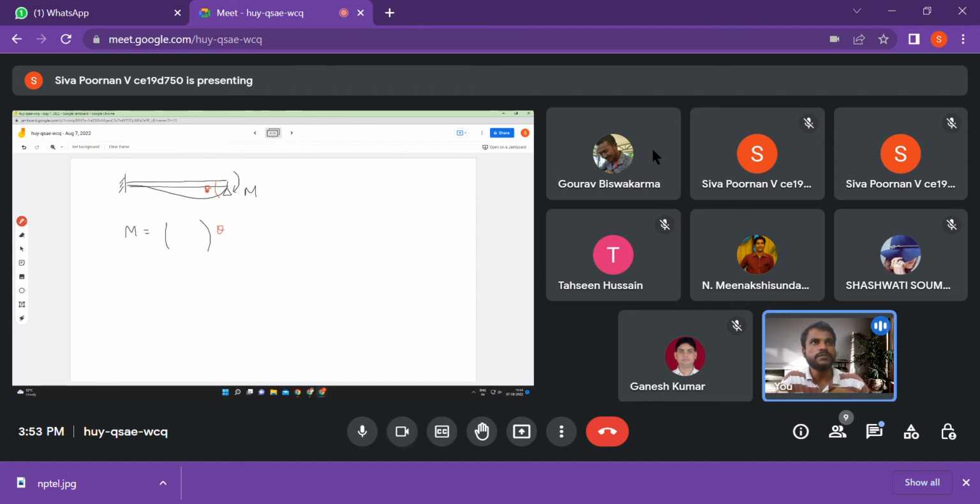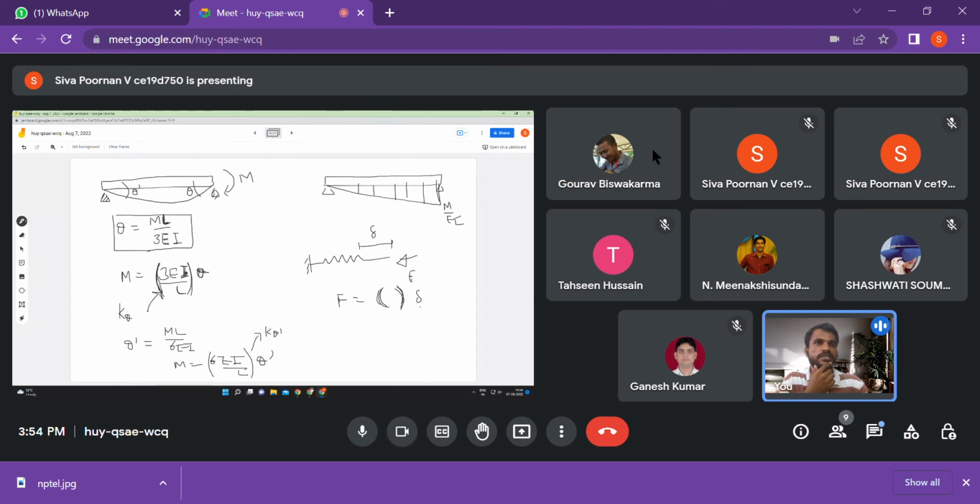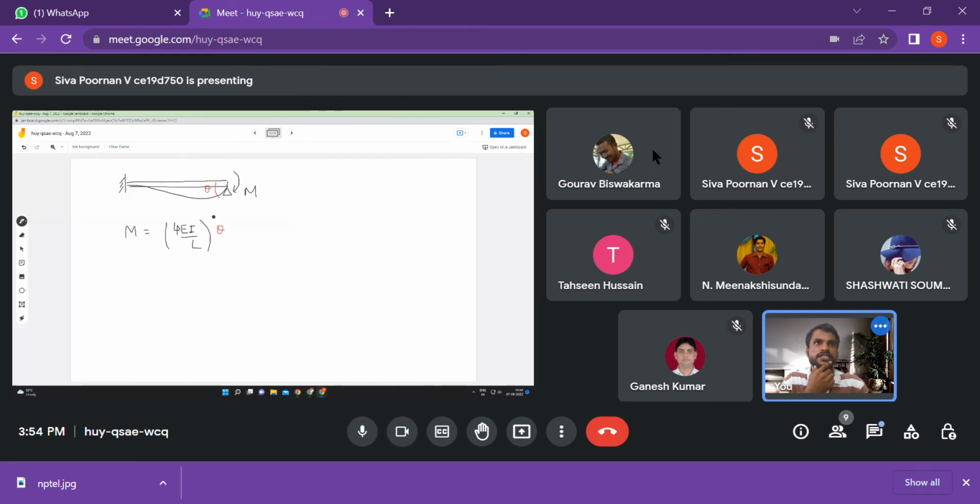So using that method also we can solve this problem. Okay, so maybe you can try it at home to convince yourself, but the number that would come up here is 4EI by L. So instead of 3EI by L that we saw earlier, M is equal to 3EI by L into theta, it comes out to be 4EI by L. Should it be 4 or should it be 2?